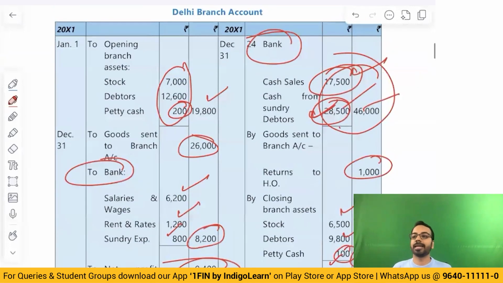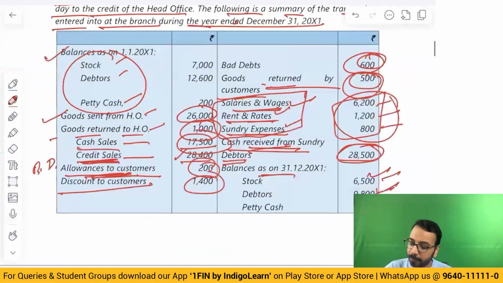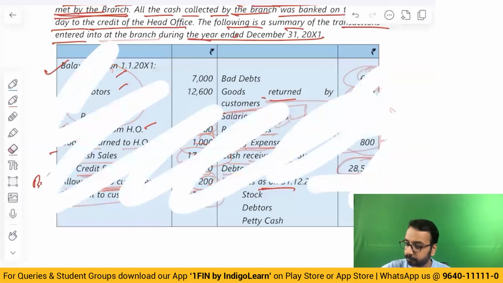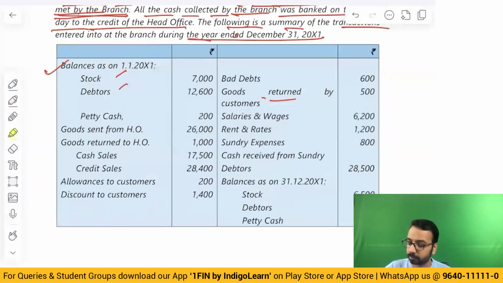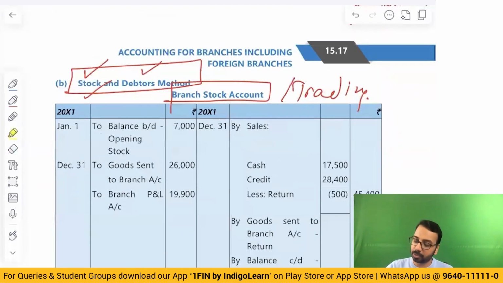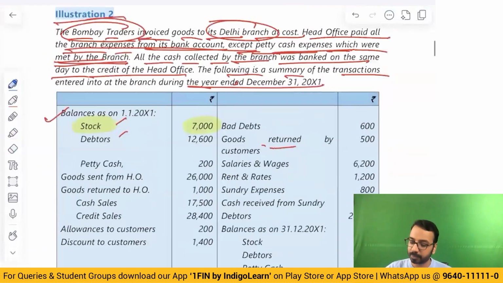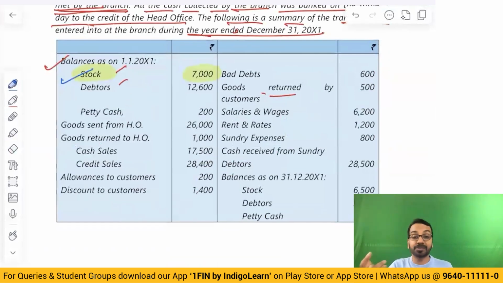First, what do we capture in trading account? Opening balance of stock. What is the opening balance of stock? Opening balance of stock is 7,000. So, like we say in the trading account, to opening stock, here also we'll have to opening stock, 7,000. All right. Opening balance of stock 7,000. Then this is done. Debtors we will prepare separately.